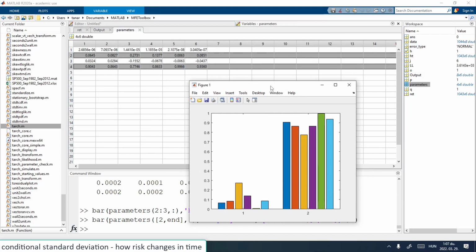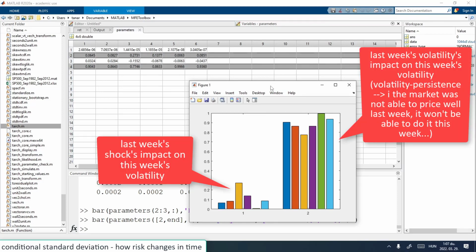Yes, now, okay. So this is the shock. This is generated by the market, unfortunately, randomly. And this is the importance of past volatility.